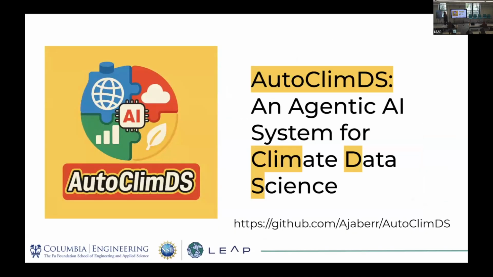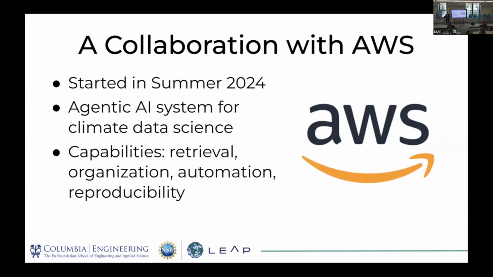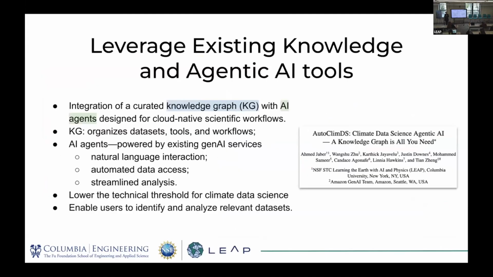So this motivates our climate data science. We're trying to create an agentic AI system for climate data science, and we've been collaborating with AWS since summer 2024. We want to unsolve the bottleneck for climate data science, in particular data retrieval, organization, automation, and reproducibility.